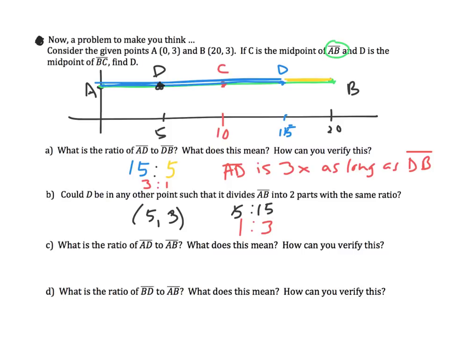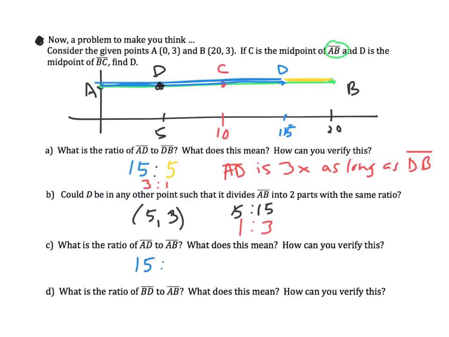What is the ratio of AD to AB? Okay, so I'm going back to A, and I'm slightly changing the question, and instead of asking about AD to DB, I'm going to ask AD to AB. Recall AB is this entire length here. So, turns out the first part isn't changing. AD is still length of 15.